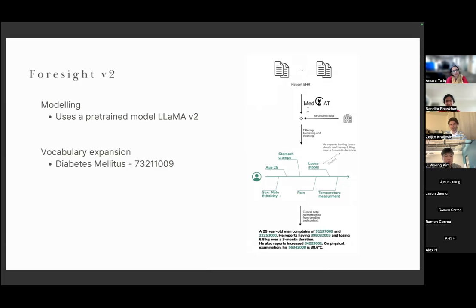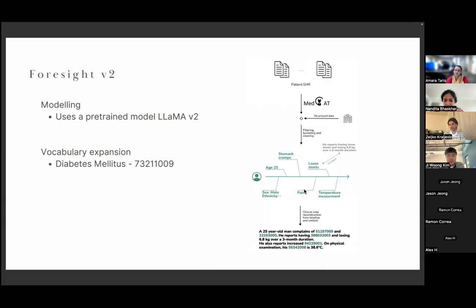So how does the full process look now? Everything else is the same. The only thing is that for each one of these concepts in the timeline, we record the context in which it was found. For example, for the loose stool concept, we also have the context: he reports having loose stools and losing 6.8 kg over a 3-month duration. Obviously, this is much more informative, because without this we would not know that the patient lost 6.8 kg, or that this took place over a 3-month period. So it is providing significantly more information.